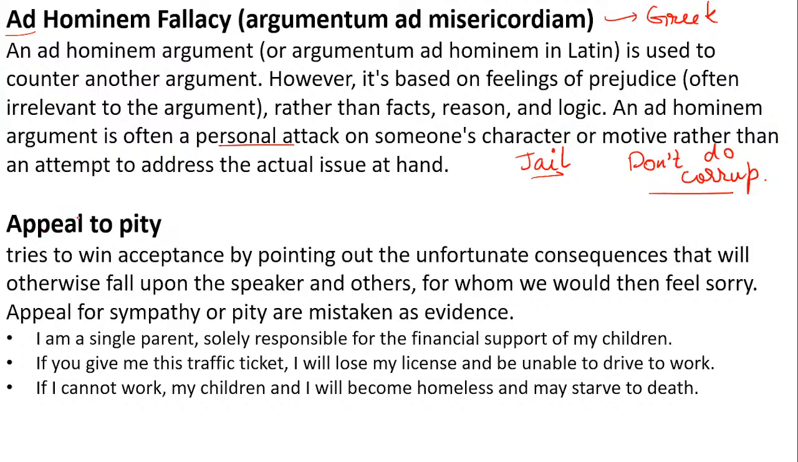Now another kind of fallacy is appeal to pity. As you can see in the name of the fallacy, there is sympathy. The person tries to win acceptance by pointing out unfortunate consequences that will otherwise fall upon the speaker or others. So appeals for sympathy or pity are mistaken as evidence. For example, this is a very nice example given for this fallacy. Listen to it, students. I am a single parent solely responsible for the financial support of my children.